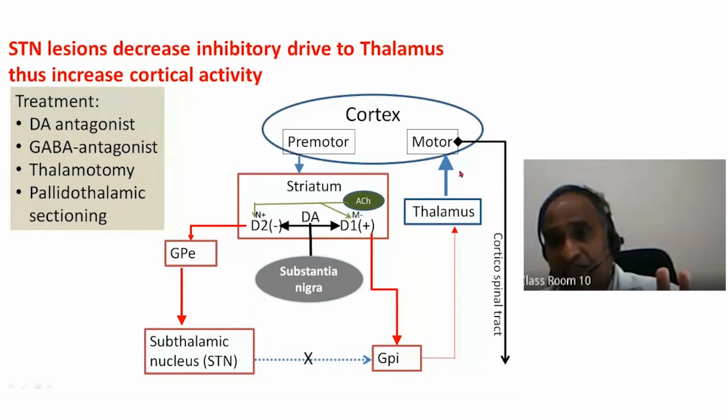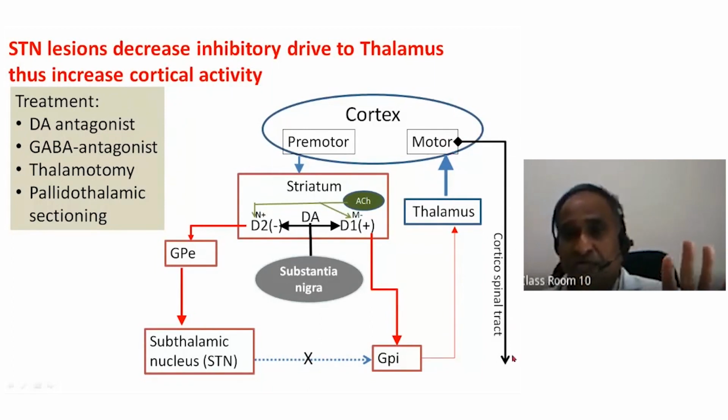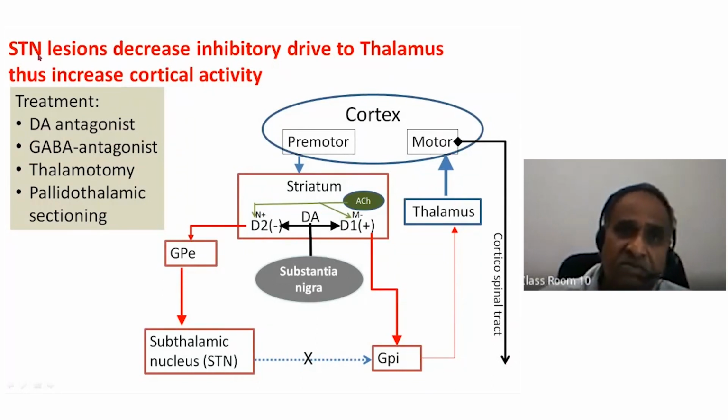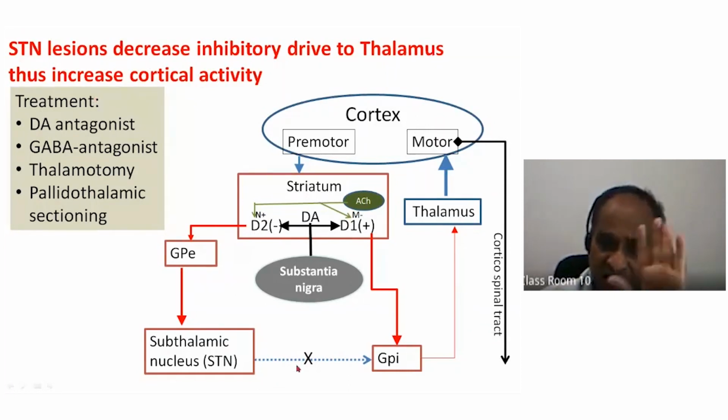That enhances the thalamocortical outputs. They are coming in jerks, they are coming in bouts, and that would produce the action. Now, what do the subthalamic nucleus lesions do? They decrease the inhibitory drive to the thalamus, thus increasing the cortical activity. That's the basic pathology, or basic pathophysiology, of this individual.